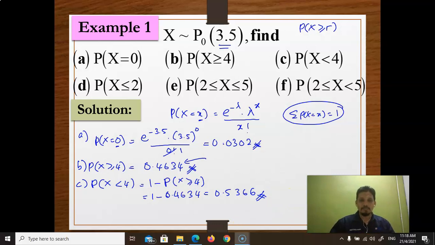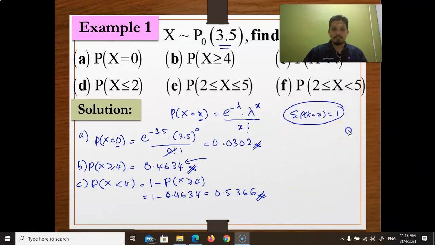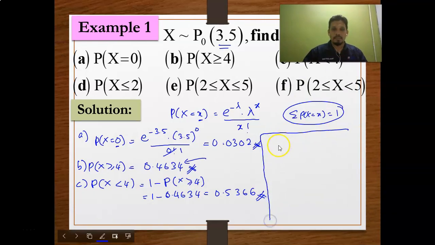Then next, for D, probability of x less than or equal to 2, including 2. That means we want probability of x equal to 0, x equal to 1, and x equal to 2. You may do this one by one, starting from x equal to 0, 1, and 2. But to make our life easier, just come up with 1 minus probability of x greater than or equal to 3.